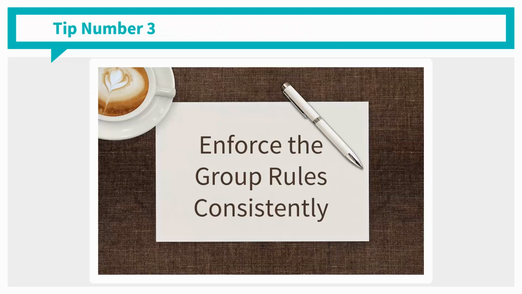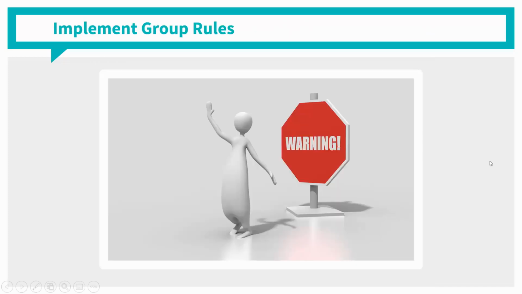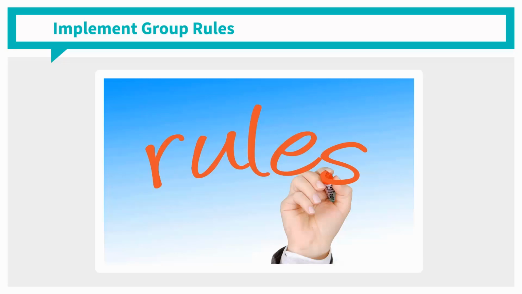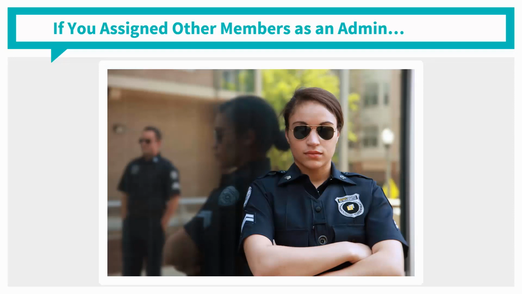Tip number 3. Enforce the group rules consistently. You must be able to implement your group rules at all times. It's up to you if you will give a warning or kick the rule benders right away. Doing so will let everyone know that they should respect the rules if they want to stay as a member of the group. If you have assigned other members as an admin, make sure that he will also moderate the group and be tough to those who would not respect the rules.